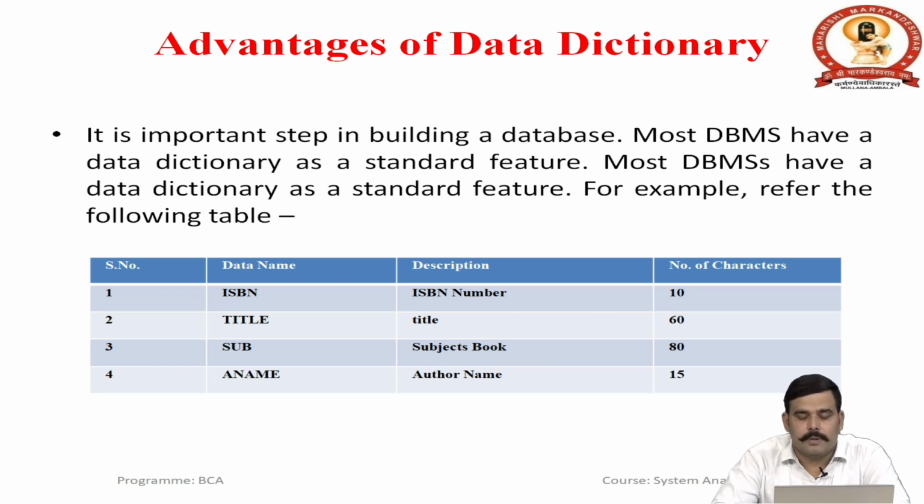We can use 10 numbers or 10 characters, which are sufficient to store an ISBN number. Same as that, we have 60 characters for storing a title, 80 characters for the subject, and 15 characters for the author name. So, it is giving an overview of which data element we are going to use and how many characters we can use to store the data or information in that particular data name or data element. The description will give you information about which type of data it is going to hold and store in a particular data name or data element.